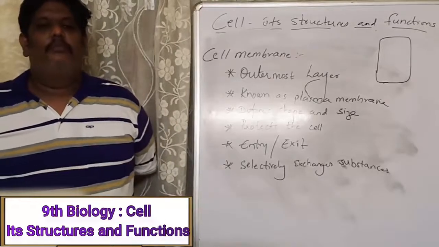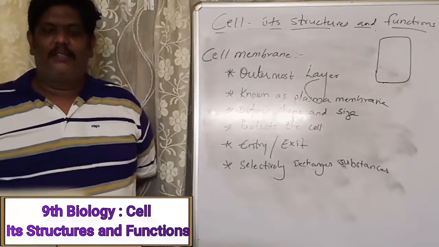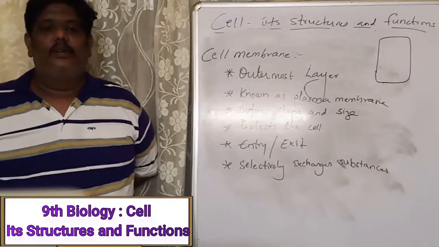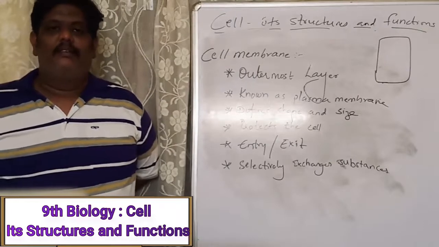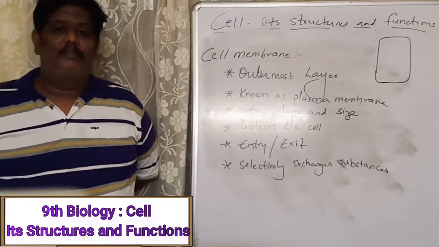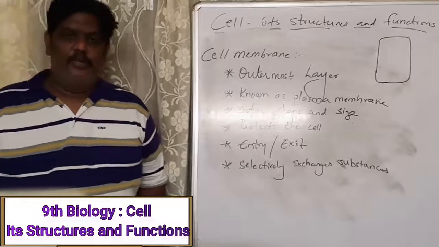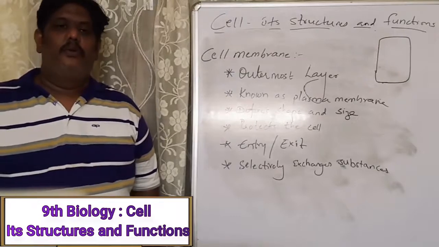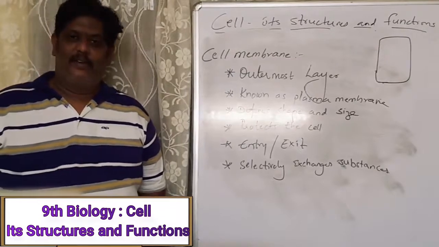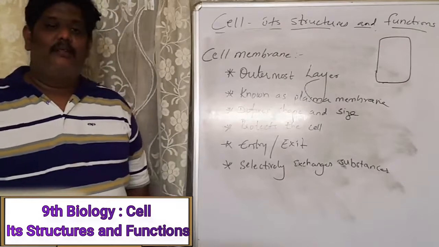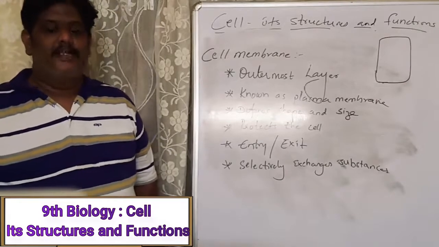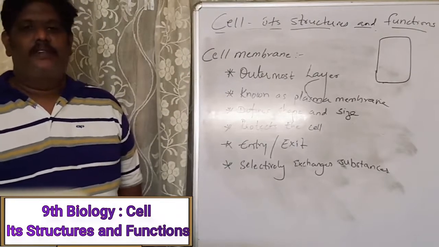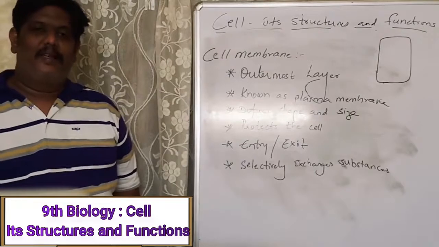Hope you remember the previous class. So yesterday we have learned about the cell, what is a cell, and why it is called the basic structural and functional unit. We have also seen the classification of the organisms into unicellular and multicellular organisms. We have also seen what are organelles which are present in the cell, and also the differences between the plant cell and the animal cell.